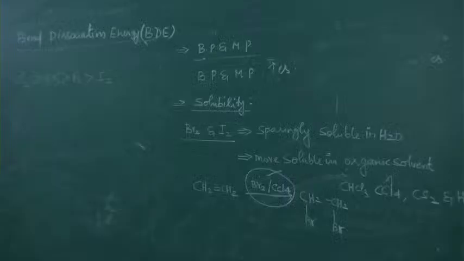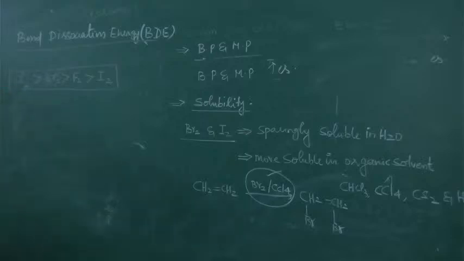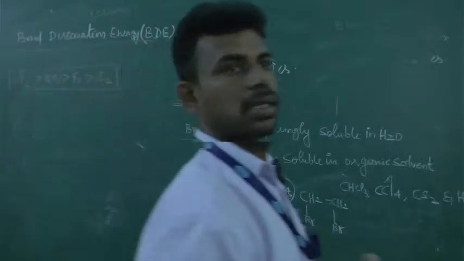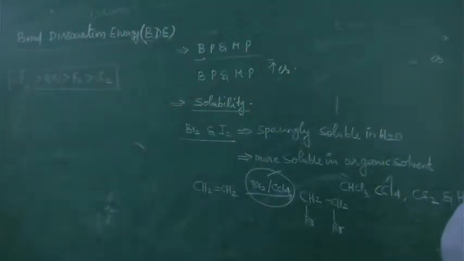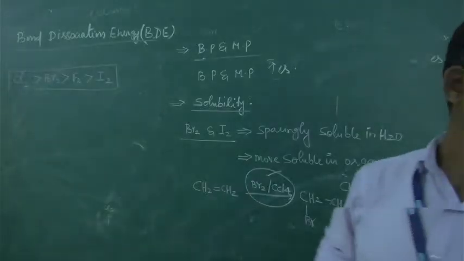So when compared to this one, in this bond dissociation energy order, what could be the reason? Why does F2 have a less bond dissociation energy? For example, in the reaction of halogens with alkane, which is more reactive? Fluorine. But its bond dissociation energy is going to be less. Why does it have a less bond dissociation energy?